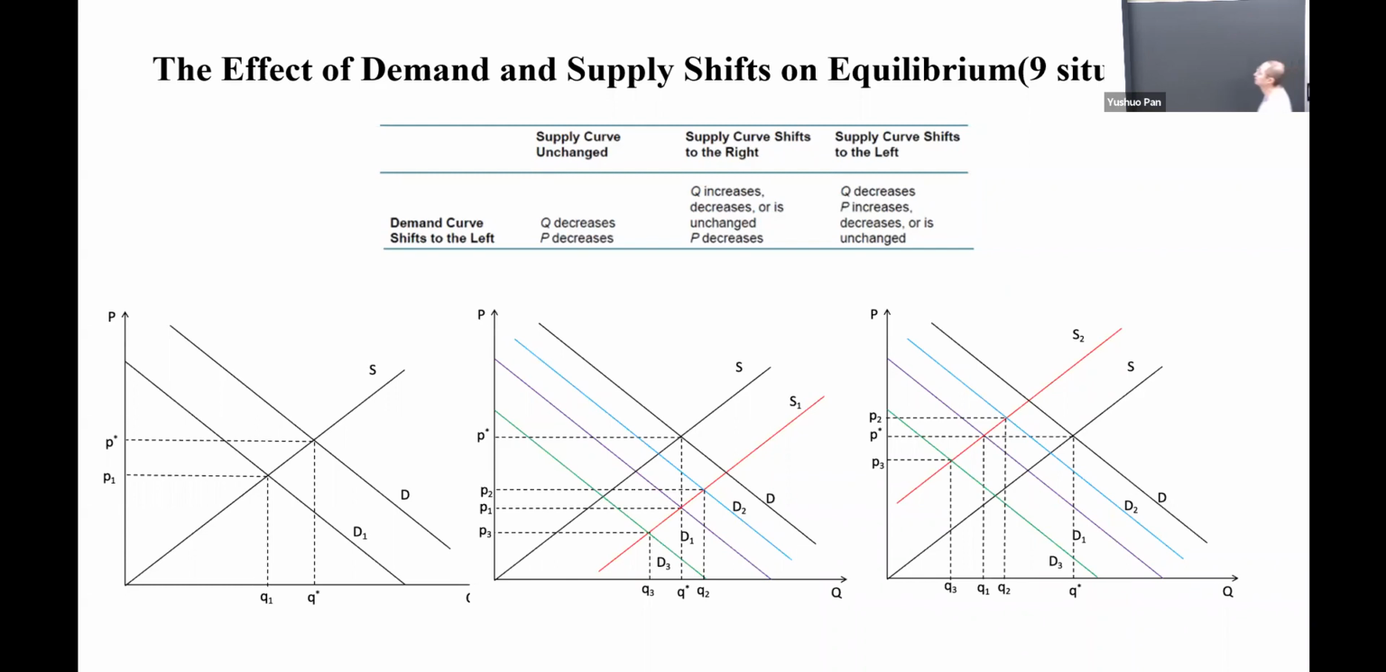You can see from the middle bottom picture, right? P will always decrease, but the quantity is ambiguous. The last one is demand curve shifts to the left and the supply curve shifts to the left. Then Q decreases. The quantity will decrease all the time, but the price is ambiguous.